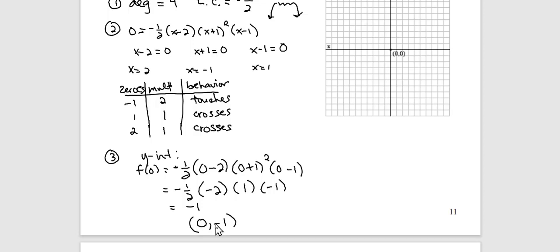This is another one where the numbers are all pretty small, right? The zeros are negative 1, 1, and 2. My y-intercept is negative 1. Because of that, I am going to make the same scale that I made on the previous example. Where this is 1 and this is 2. Negative 1, negative 2.